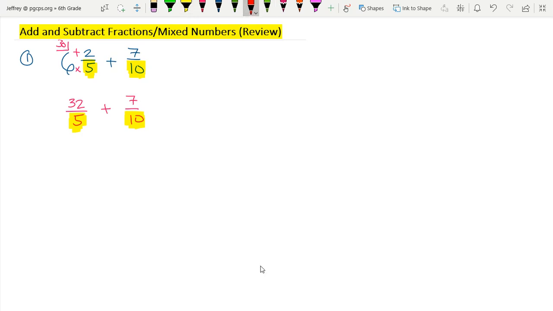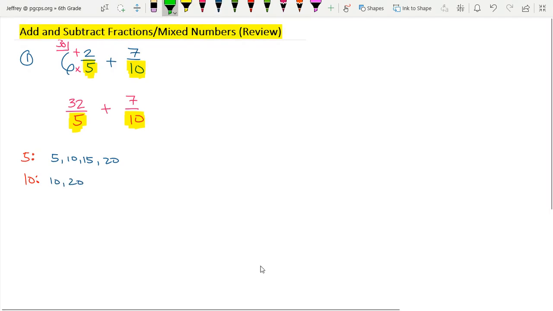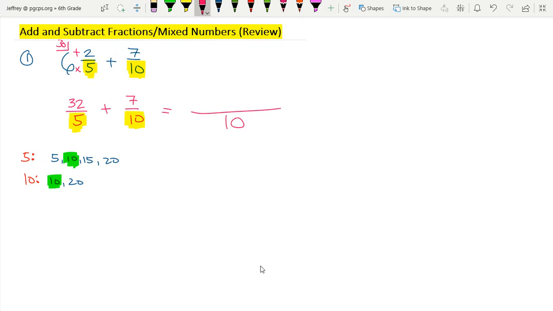Now, we need to find the least common multiple of 5 and 10. And we know that it's going to be 10 because if you skip count 5, you get 5, 10, 15, and 20. So what is the least common multiple of 5 and 10? We know it's going to be 10. So our common denominator is 10.